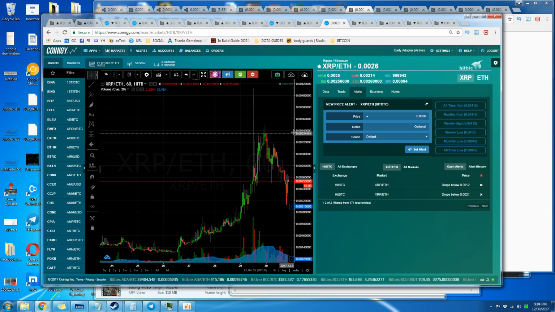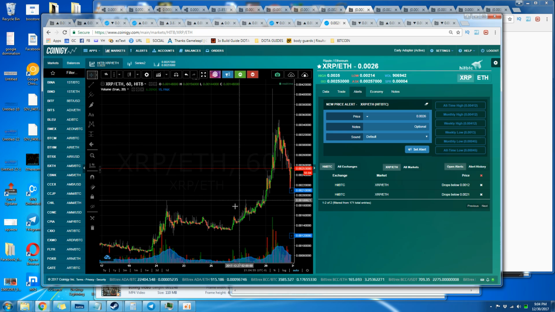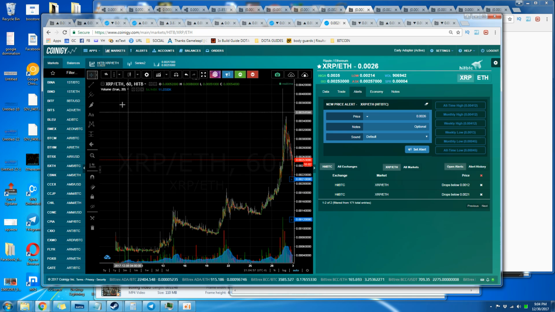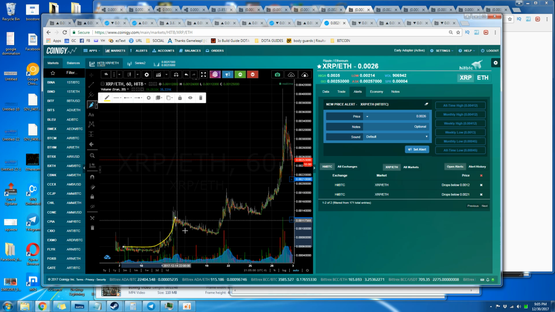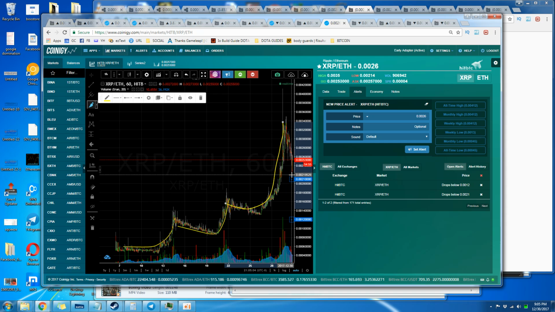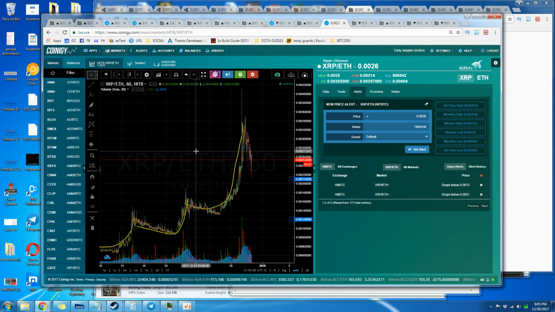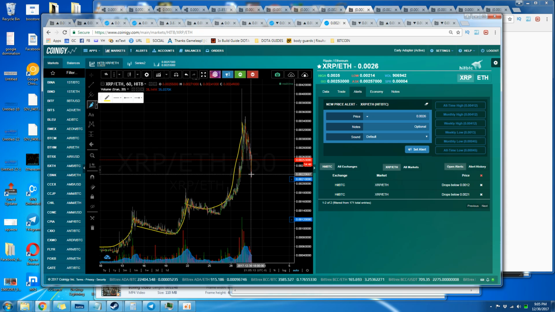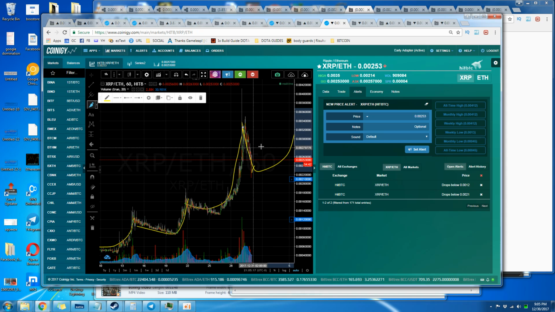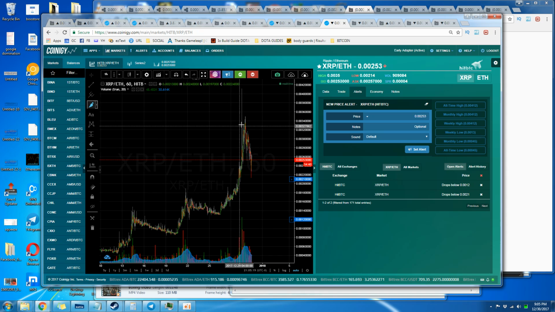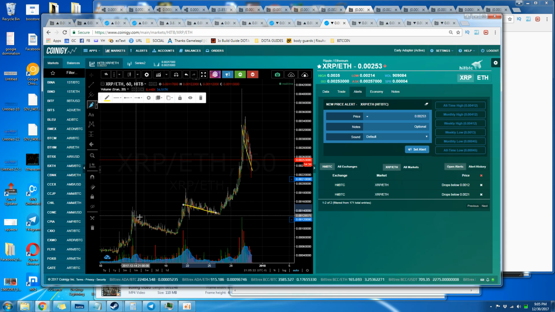So here, notice how Ripple does this weird thing where it kind of comes in a little bit and then shoots out like that. So I think it's just gonna do something like that. I don't know what that is. It's kind of weird. It's not the same as this. It's different.